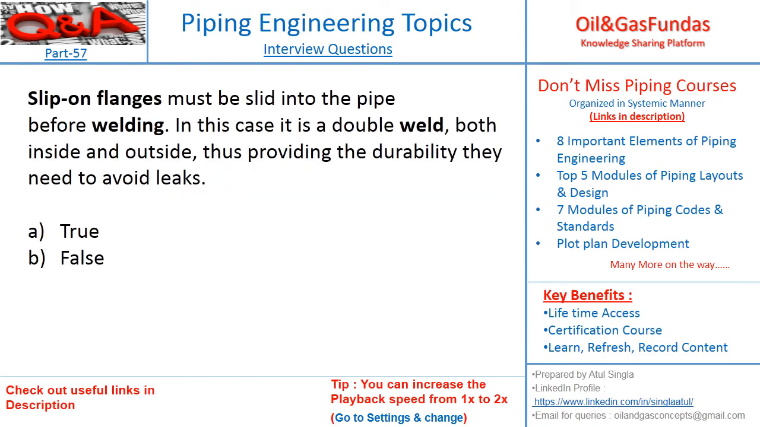A slip-on flange is essentially a ring that is placed over the pipe end, with the flange face extending from the end of the pipe by enough distance to apply a weld bead on the inside diameter. Is it a true statement or false?